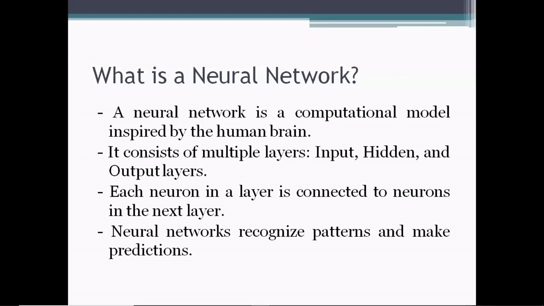We already discussed that a neural network is a computational model inspired by the human brain, and it has multiple layers like the input layer, hidden layer, and output layer. Each neuron in a layer is connected with the neurons of the next layer. A neural network recognizes patterns and makes predictions on the basis of the data set provided to the neurons, and it also provides the technique of backpropagation so that we can learn from our mistakes.